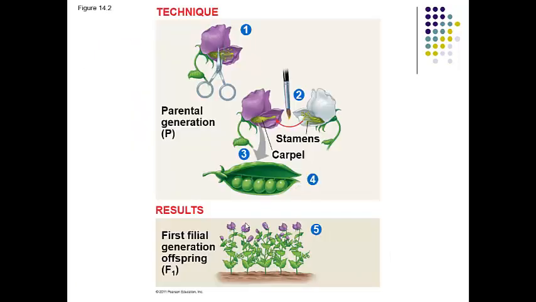Here you can see how Mendel controlled pollination. He used a paintbrush to physically transfer the pollen from the stamen of the male to the carpel of the female. And you can see by doing this he could have created true breeding or purebred plants, or he could create hybrids. Hybrids would be mixtures of different plants.